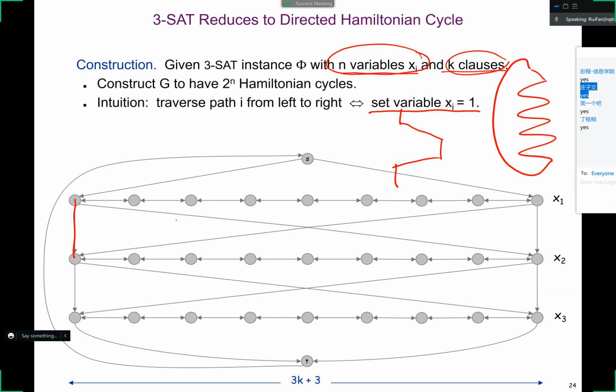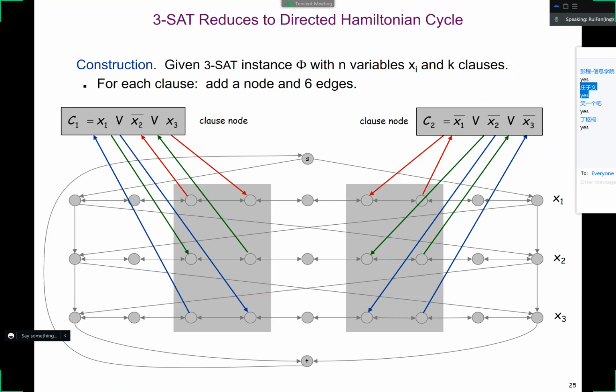I haven't constructed this entire graph yet, but up to now, the intuition you should have for the current construction is that when you take a zigzag path, this corresponds to an assignment of truth values to all of these variables, because each of these layers corresponds to a variable. If you go from the left, that corresponds to setting the variable to be true, and if you go from the right, it corresponds to setting it to false. So next, we need to continue with this construction.